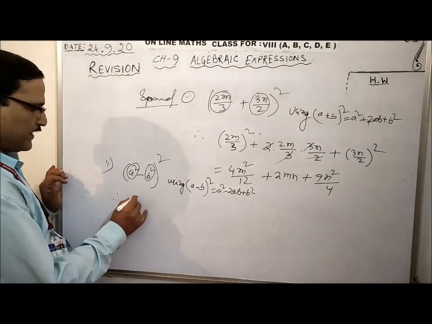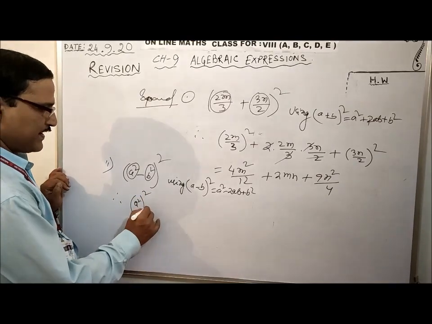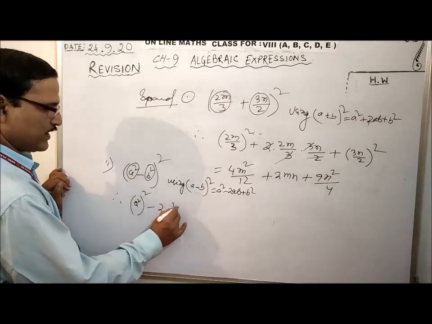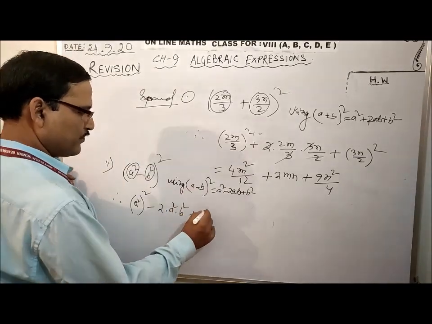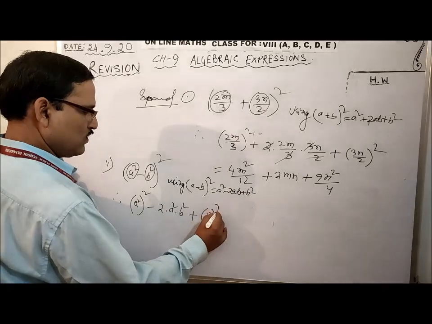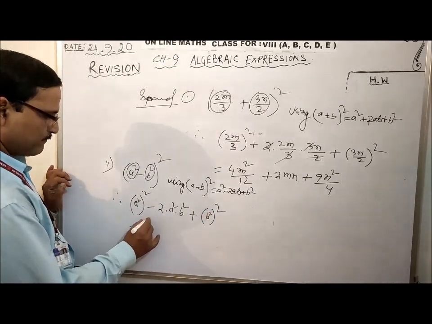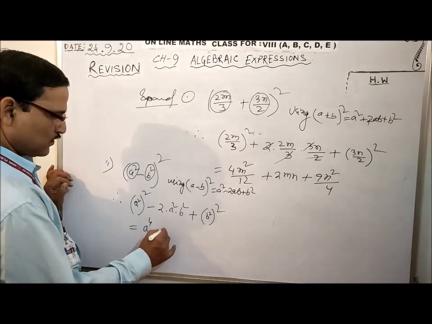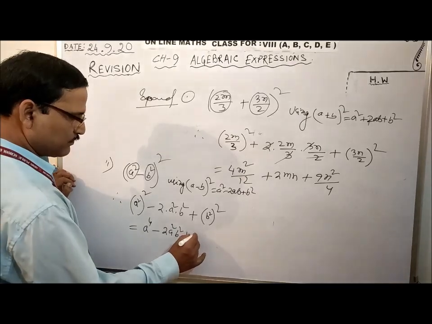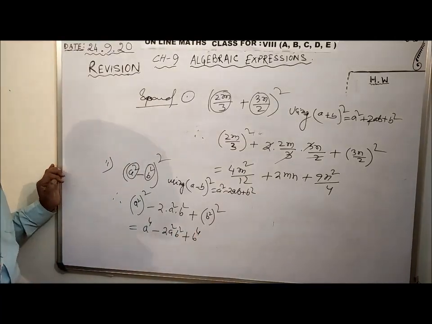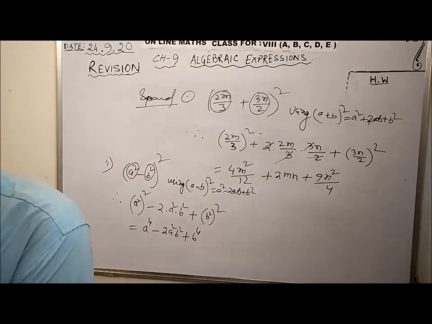So therefore it will be a square. A is already a square, then outside whole square, minus twice a, meaning a square, into b, meaning b square, plus b square meaning b whole square. So what will be the answer? a raised to 4 minus 2a square b square plus b raised to 4. This is the expansion of this. Are you clear?